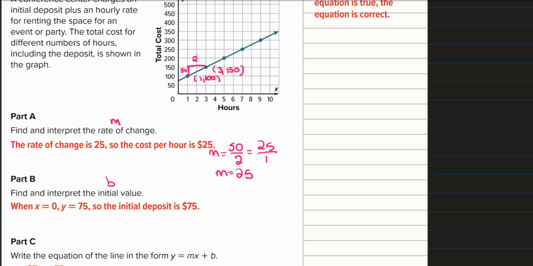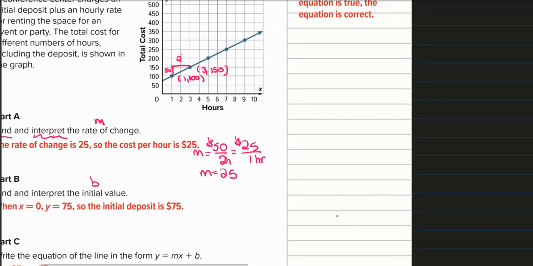So that tells us that we just found our slope, and then if we interpret our slope, interpreting means what does that represent? What does it mean to say 25? It means it's going to cost $25 per hour because our y value is money and our x value is hours. So $25 is how much it costs for 1 hour.